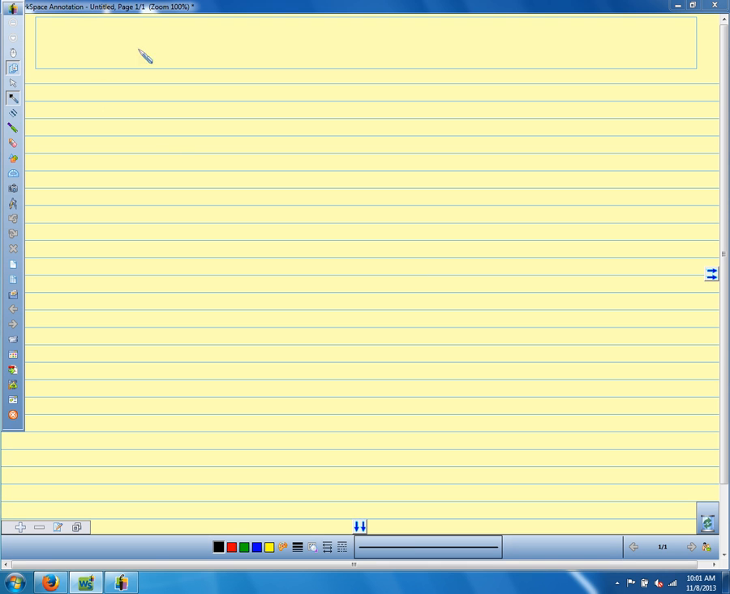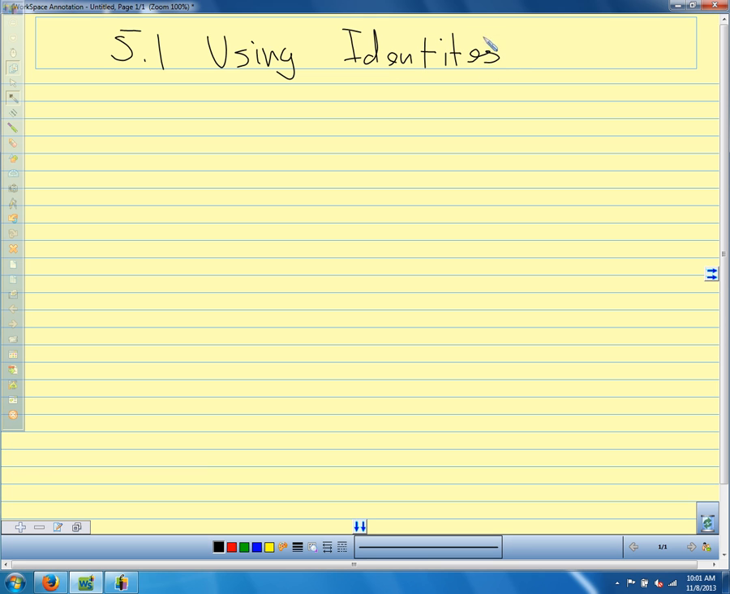All right, so we're starting into chapter 5, section 5.1, and we are going to talk about how we're going to use identities. We've talked a little bit about identities and simplifying using identities, but we're going to go into quite a bit more detail with it in chapter 5 for several reasons.